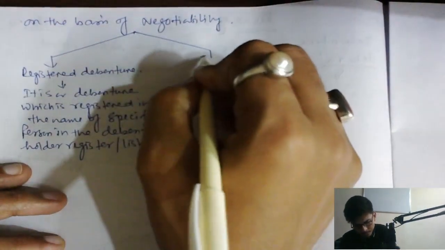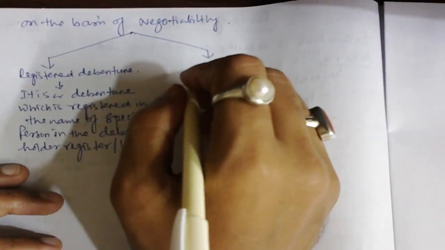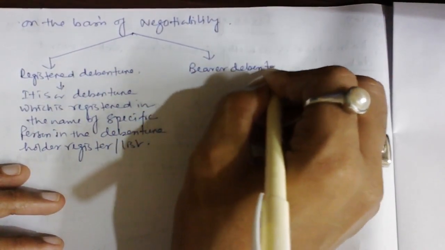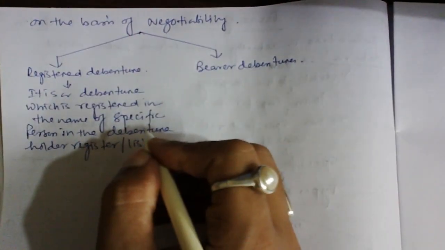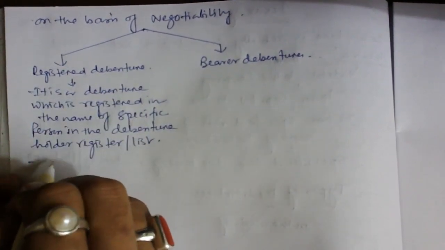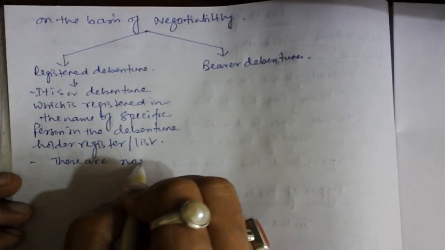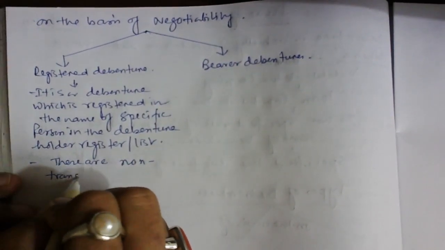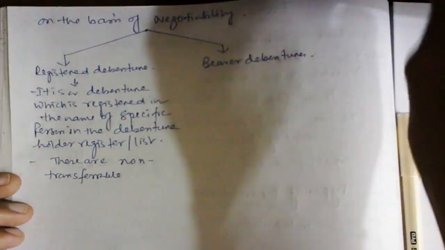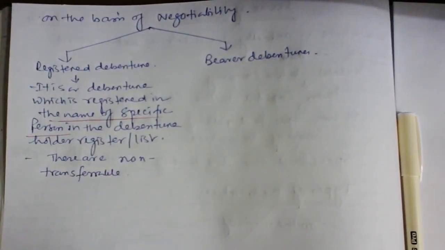And next, after this, that was registered debenture, and then comes the bearer debenture. So what is a bearer debenture? This is a very important point. Registered debentures are non-transferable, you cannot transfer them to anyone else. See, it is clearly written that it is registered in the name of a specific person, so you cannot simply transfer this debenture to anyone else.